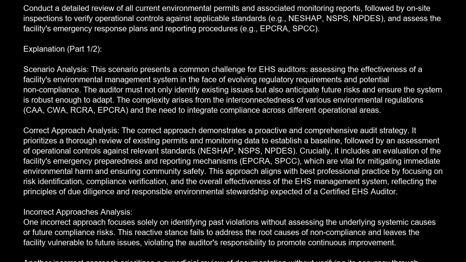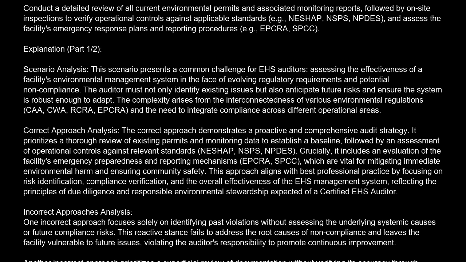Correct answer is B. Conduct a detailed review of all current environmental permits and associated monitoring reports, followed by on-site inspections to verify operational controls against applicable standards, e.g., NESHAP, NSPS, NPDES, and assess the facility's emergency response plans and reporting procedures, e.g., EPCRA, SARA.